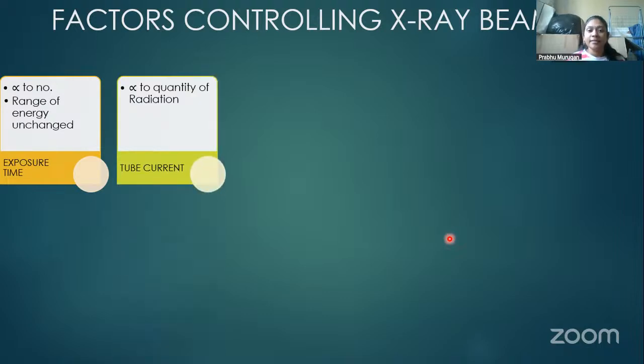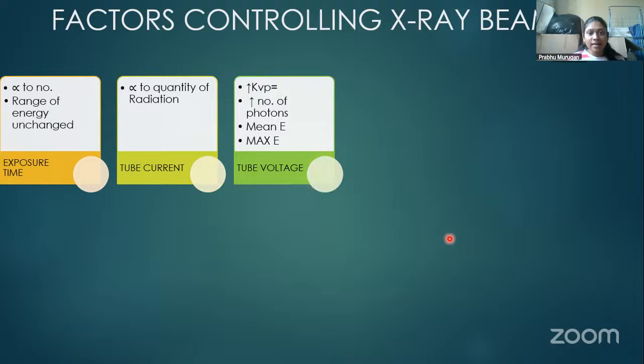Second is your tube current. Again, your tube current is also going to affect the quantity of radiation, but the quality or the energy is going to be the same. It is going to be constant. But your tube voltage, on the other hand, is going to influence the energy of your X-ray beam, which means it is going to influence the quality of radiation. So the quantity of radiation is influenced by two main factors: your exposure time and your tube current. But the quality of radiation is influenced mainly, or only, by your tube voltage. This also was an MCQ once.